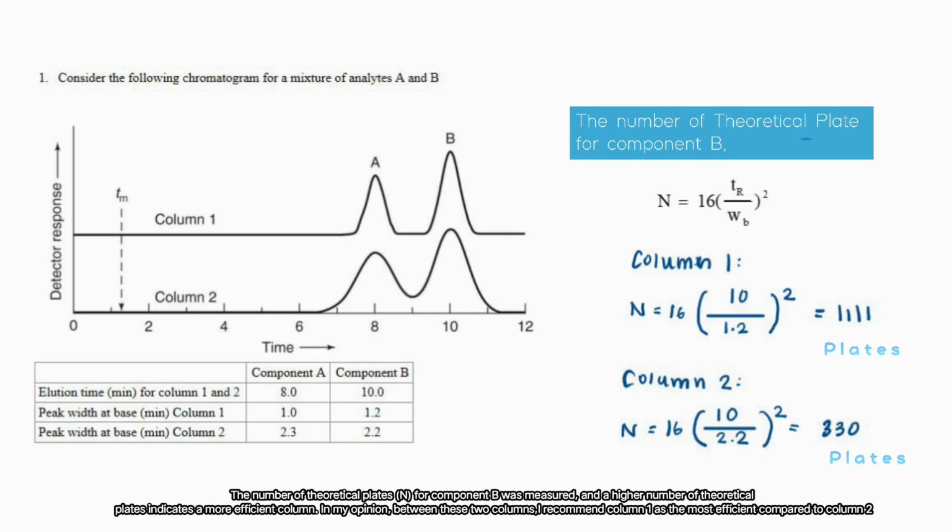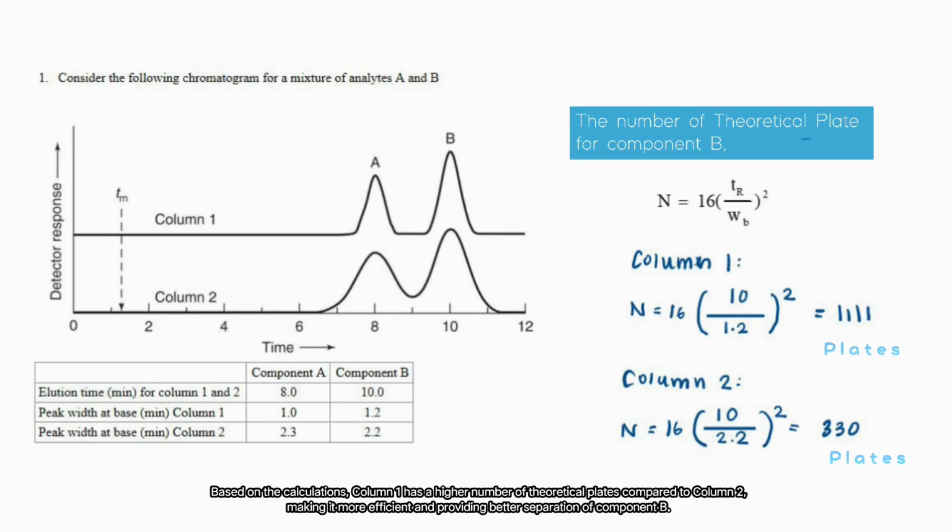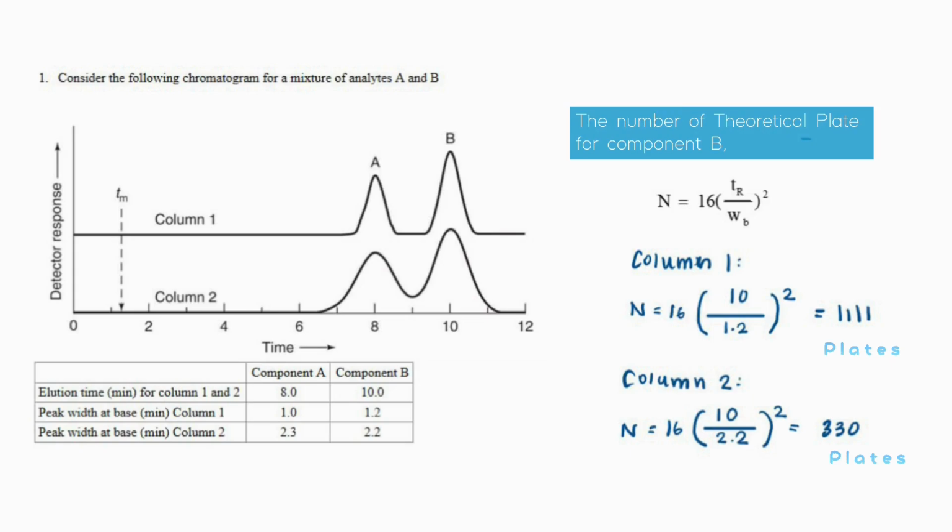I'm going to determine which column is more efficient by analyzing and comparing their resolution based on these two columns. The number of theoretical plates for component B was measured, and a higher number of theoretical plates indicates a more efficient column. In my opinion, between these two columns, I recommend column 1 as the most efficient compared to column 2. Based on the calculation, column 1 has a higher number of theoretical plates compared to column 2, making it more efficient and providing better separation of component B.